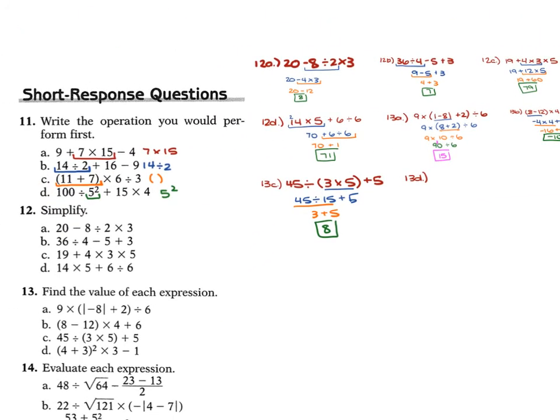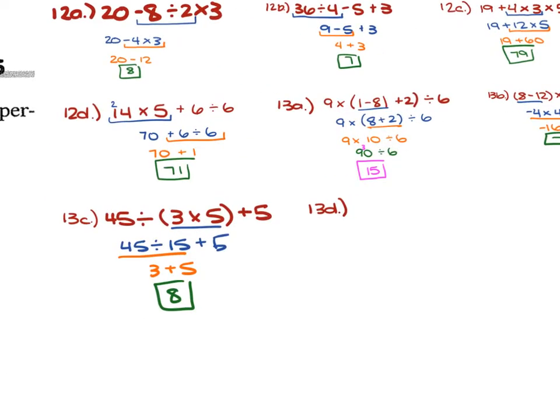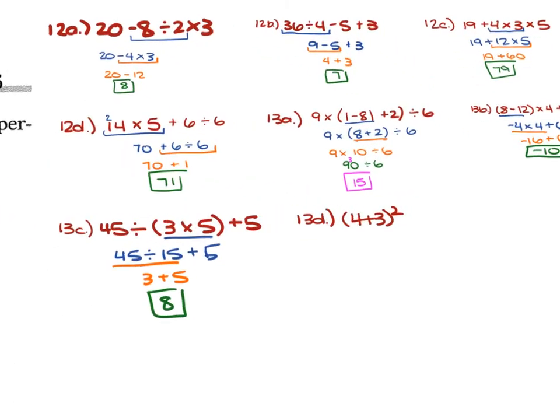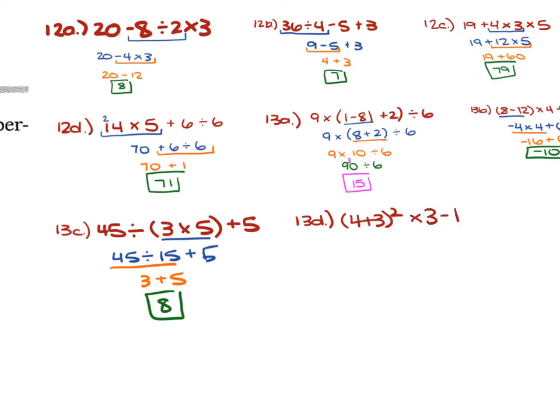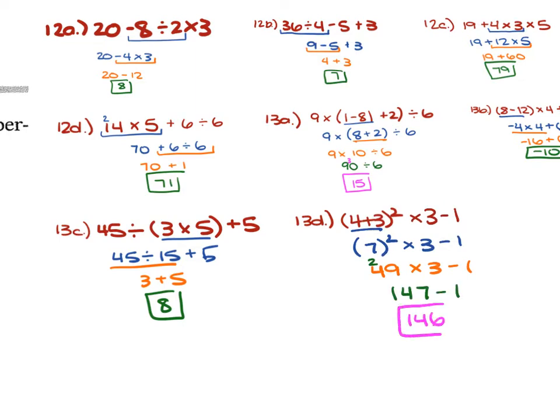For D, they give us parentheses 4 plus 3 squared times 3 minus 1. So 4 plus 3 is 7 squared times 3 minus 1. Then we'll do our exponents. That 7 squared is 49 times 3 minus 1. The 3 times 9 is 27. 3 times 4 is 12 plus 2 is 14. Minus 1 gives us 146.